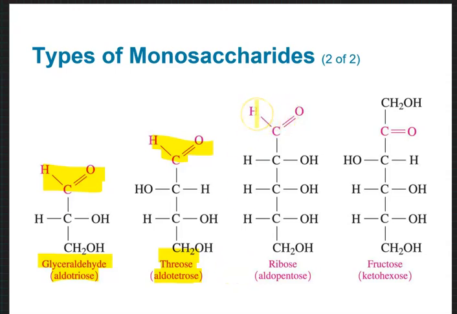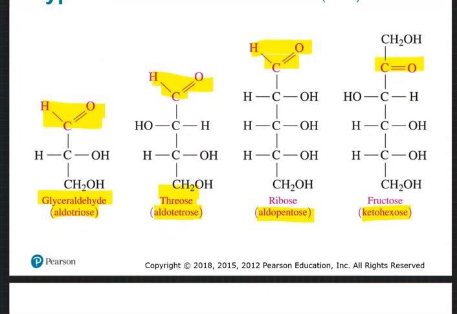Ribose, a monosaccharide that is used in building of RNA molecule, is an aldose that has 5 carbons, therefore aldopentose. Fructose, a monosaccharide that contains 6 carbons and a keto group, will be ketohexose. I think it's pretty straightforward.